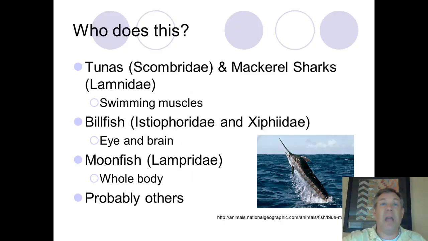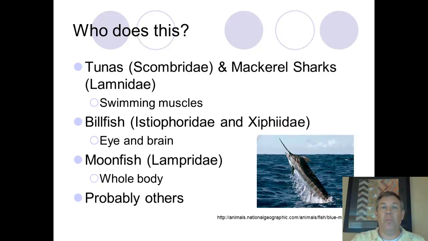So some of the examples of fish that are endotherms: the tunas and the mackerel sharks. And in general, these are species that tend to keep their swimming muscles warmer than their external environment.